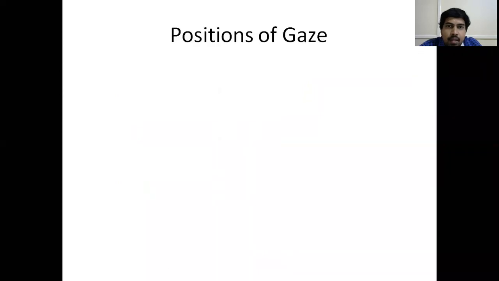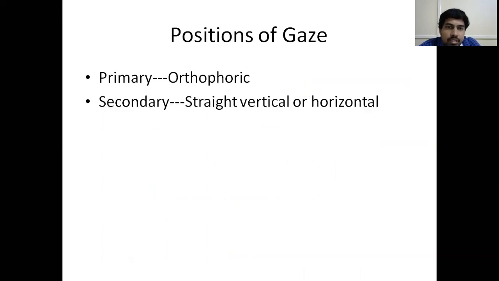Okay. And then position of gaze. So primary gaze, it is also known as orthophoria. Ortho means straight, phoria is something related to the eyeball. So in orthophoria, the eyeballs are looking straight. That is the primary gaze. And then secondary. Secondary gazes are straight gazes, either vertical or horizontal.